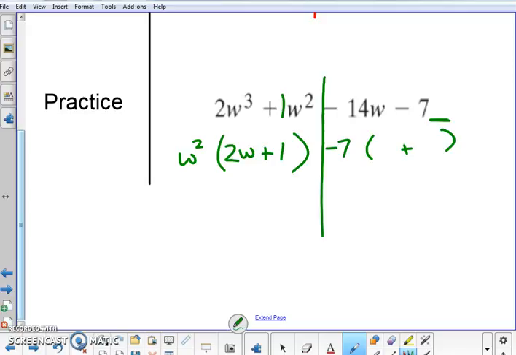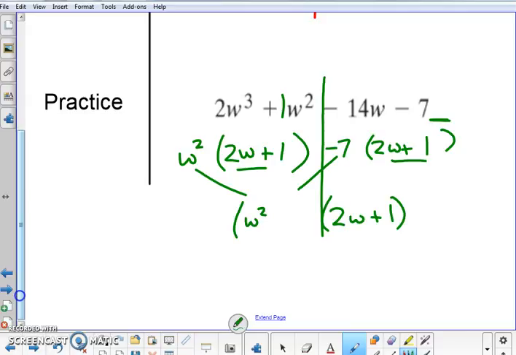So negative 14 divided by negative 7, we get 2w. And then negative 7 divided by negative 7, that's where we get the 1. So now we have the 2w plus 1 in both parentheses. That's how we know we did this correctly. We have 2w plus 1, and then we take the 2 that we factored out from each side, and we have w squared minus 7. And that's how you would factor that cubic polynomial.